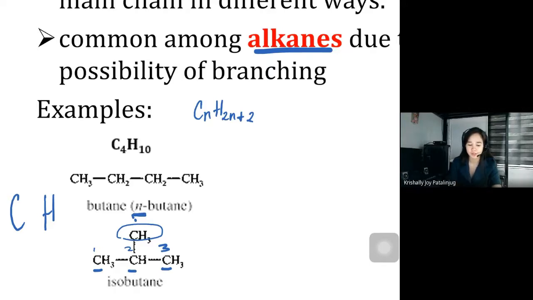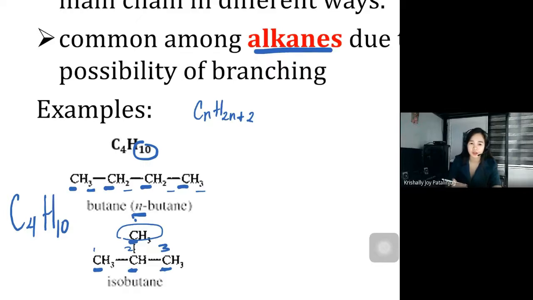Let's try to check. So, butane has 4 carbon atoms. Isobutane, tingnan yung nasa baba. 1, 2, 3, 4. Okay, meron din siyang 4. In totality, 4 na carbon atoms. What about the hydrogen? For isobutane first, sa mga terminal carbon atoms, merong tigta-tatlo. So 3, 6, 9, then 10. Okay? Then the same with butane. Butane, yung nasa taas, it also contains 10 hydrogens.